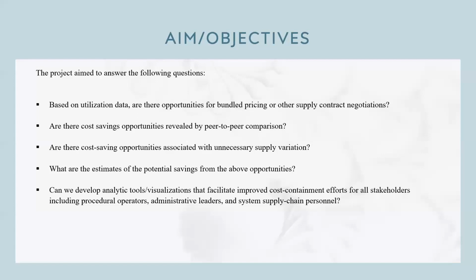So the objective of this project was to answer questions such as, are there any opportunities for supply contract negotiations and to look for cost saving options? And are there any unnecessary supply variations that are leading to extra cost? And the motive was basically to develop a dashboard that serves as a tool where we can answer all of these questions and look for areas of improvement.